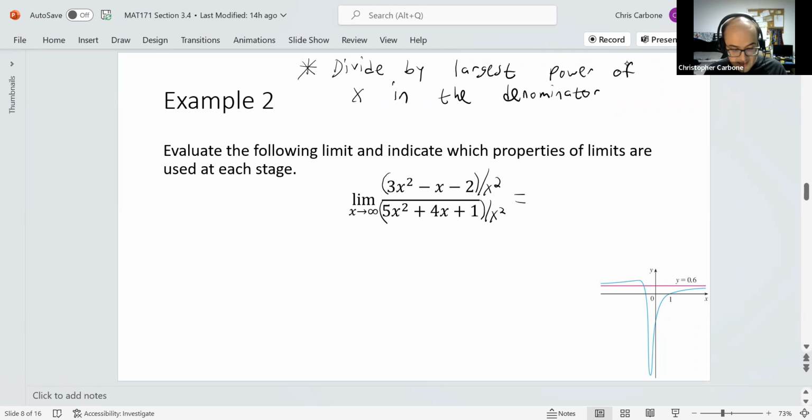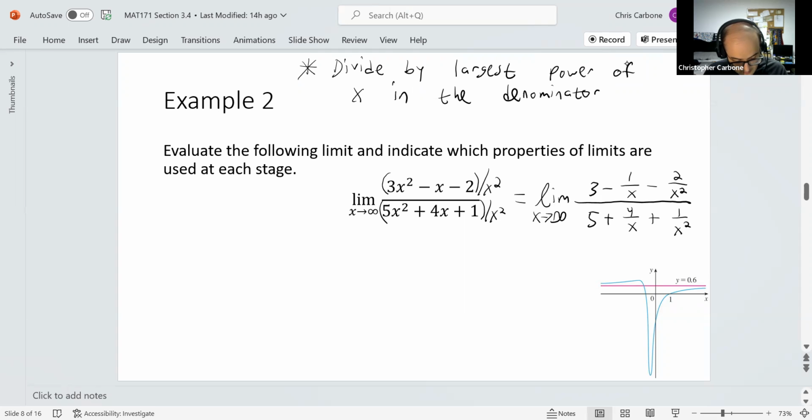So this is the same thing as the limit as x approaches positive infinity of 3x squared divided by x squared makes it 3, minus x divided by x squared is 1 over x, minus 2 divided by x squared just stays the same, divided by 5x squared divided by x squared makes 5, plus 4x divided by x squared is 4 over x, plus 1 over x squared.